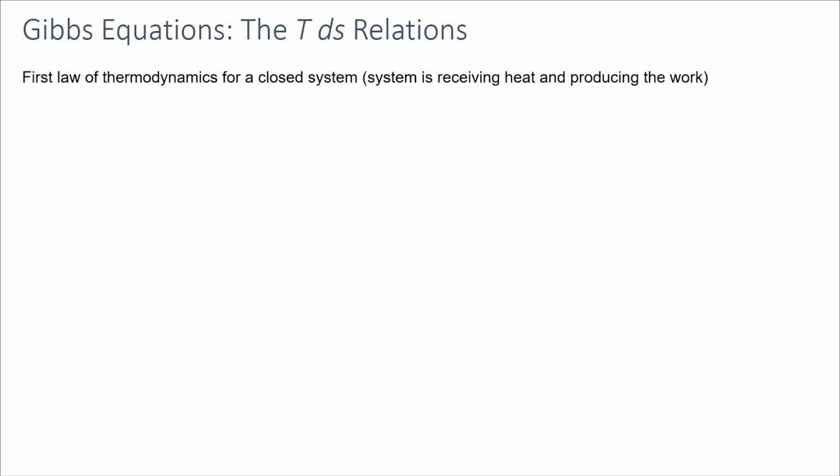So Gibbs equation or the TDS relationships, temperature change and entropy relationships, these are the relationships that we'll first derive. For the first law of thermodynamics, for a closed system, a system that is receiving heat and producing work. Now remember, generally the work associated with a closed system is essentially boundary work. So for the first law for a closed system, you know that Q minus W equals delta U. Heat minus work, Q net in minus work net out, equals delta U.